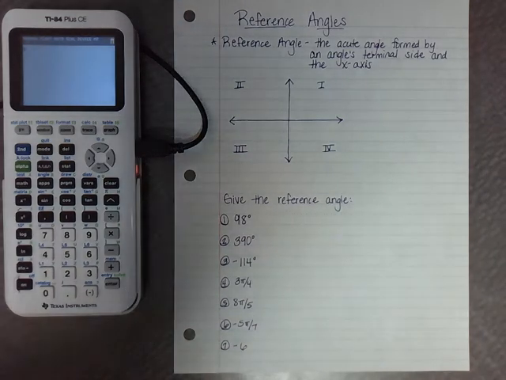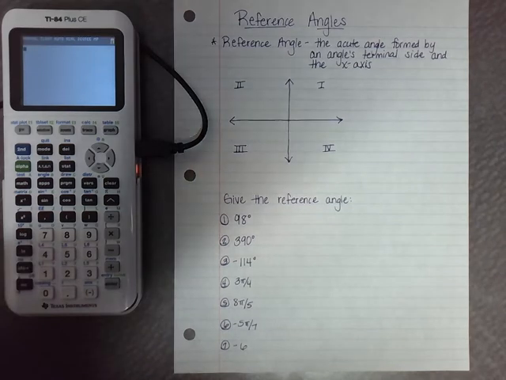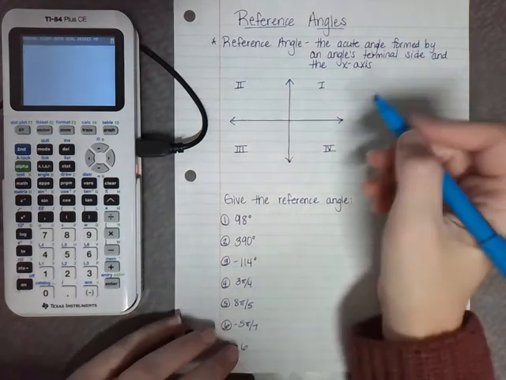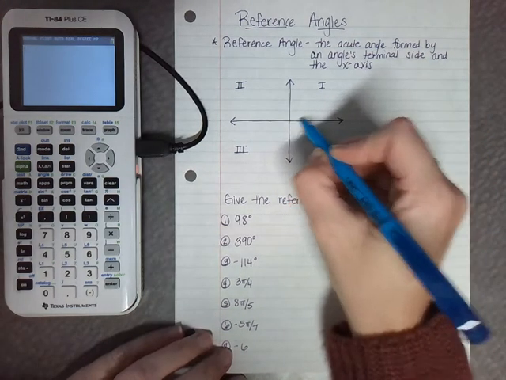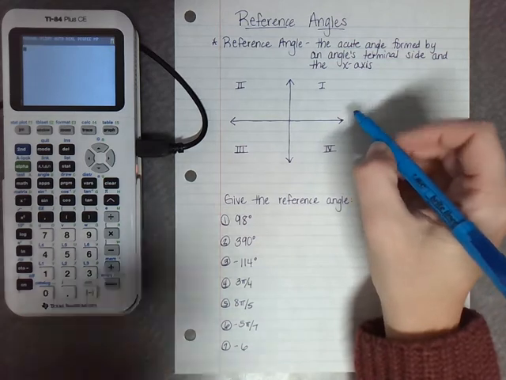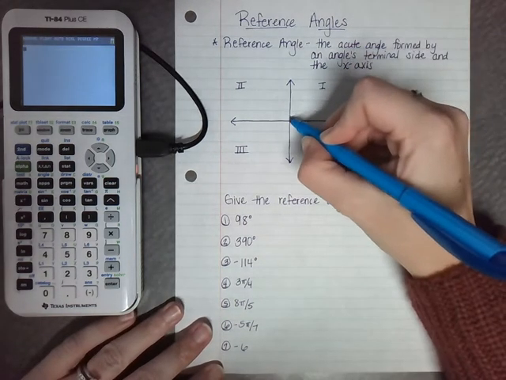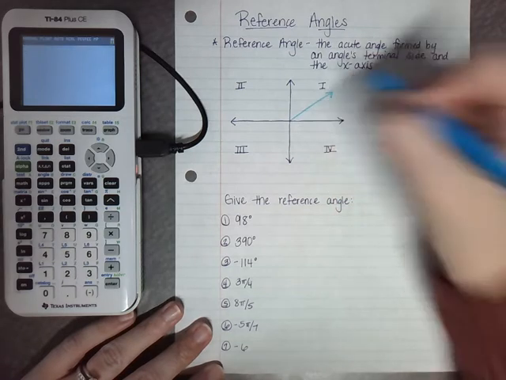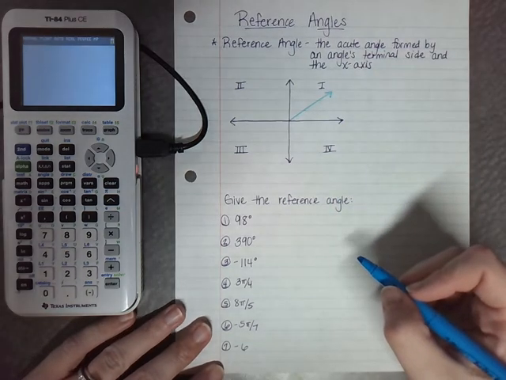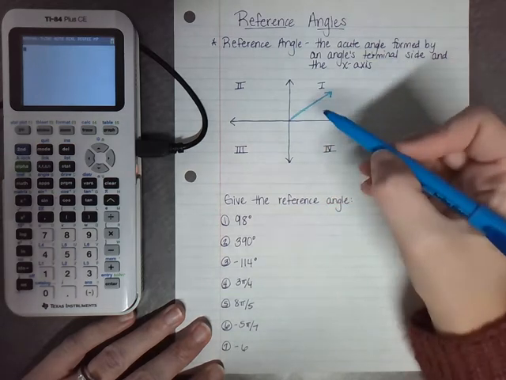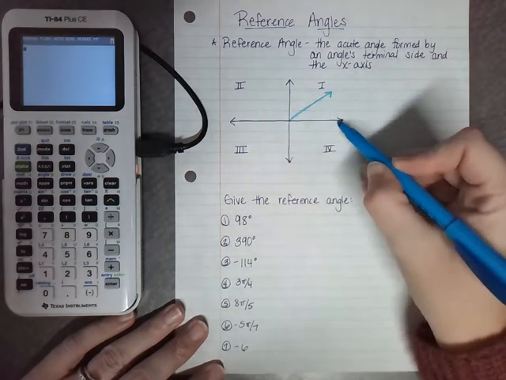Okay, so I'm going to color coordinate my notes. I'm going to do my angles in blue, and then I'm going to draw the reference angles in pink. All right, remember my angles start on the positive side of the x-axis. If I'm given an angle in quadrant 1, so let's say this is my angle. This is the terminal side of my angle. And then here's my x-axis.